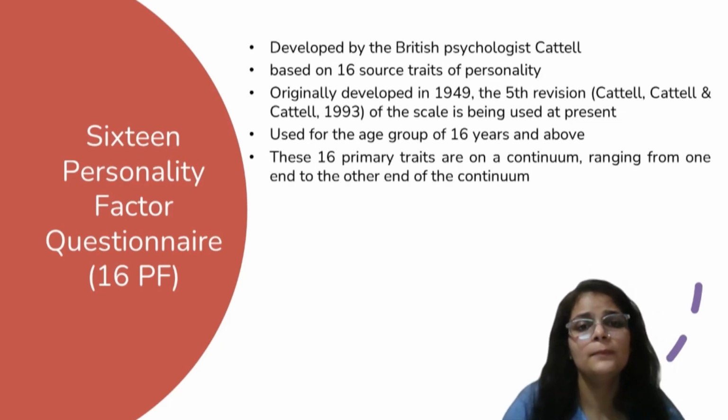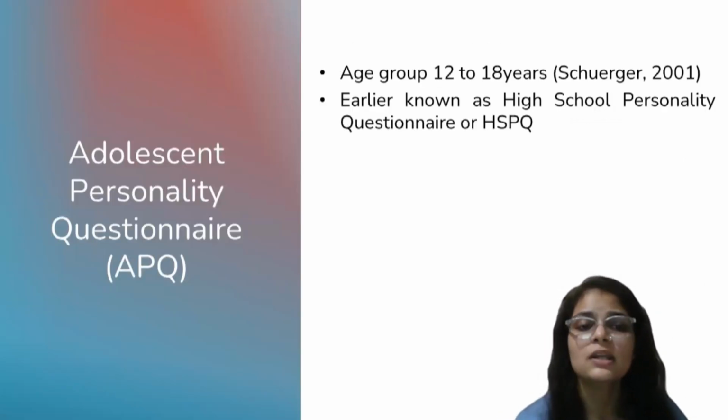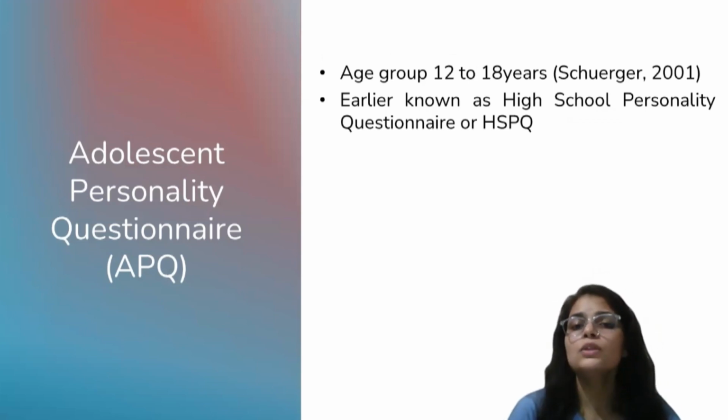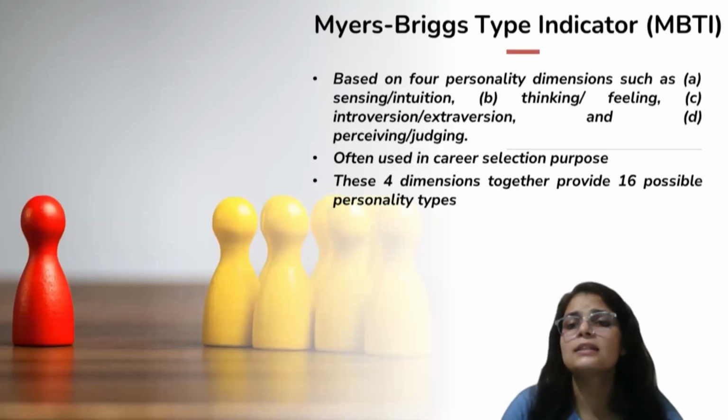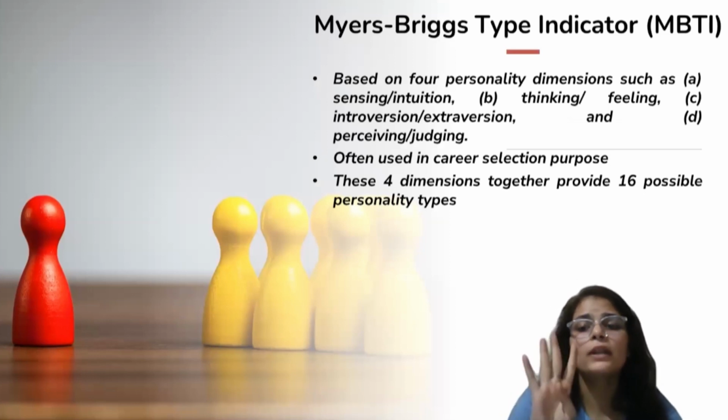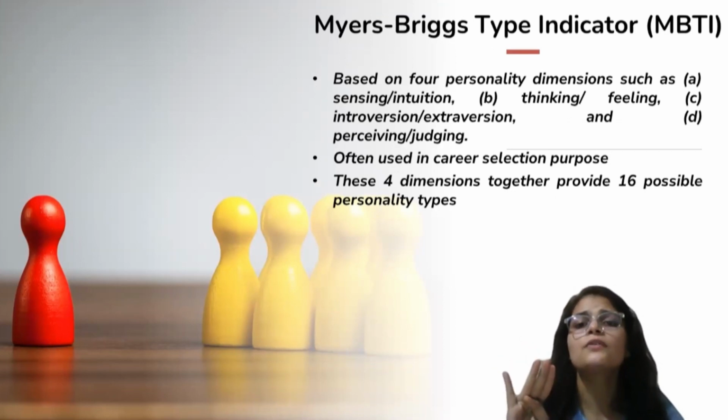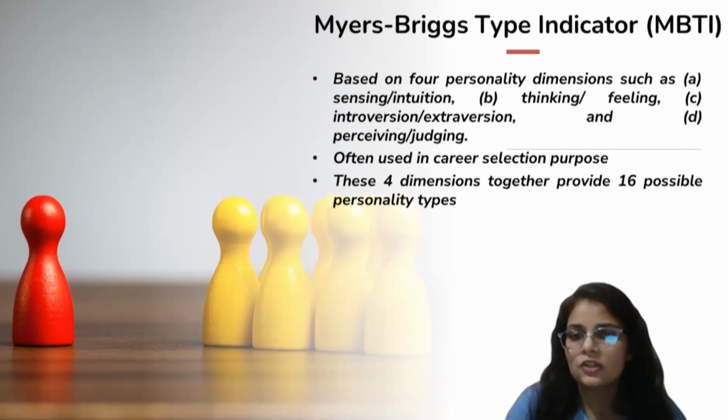Okay, moving ahead is the Adolescent Personality Questionnaire, APQ, which is used for the age group 12 to 18 years, and it was earlier known as the High School Personality Questionnaire. Moving to the next slide is the Myers-Briggs Type Indicator personality assessment, MBTI. It is based on 4 dimensions: sensing or intuition, thinking or feeling, extroversion or introversion, and perceiving or judging. It is often used for career selection purposes, and these 4 dimensions together provide 16 personality types.